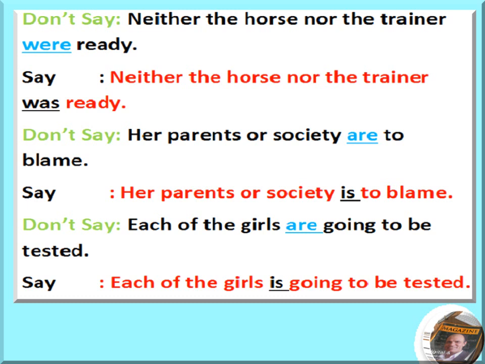Don't say: Neither the horse nor the trainer were ready. Wrong. But say: Neither the horse nor the trainer was ready. Correct. Don't say: Her parents or society are to blame. Wrong. But say: Her parents or society is to blame. Correct. Don't say: Each of the girls are going to be tested. Wrong. But say: Each of the girls is going to be tested. Correct.